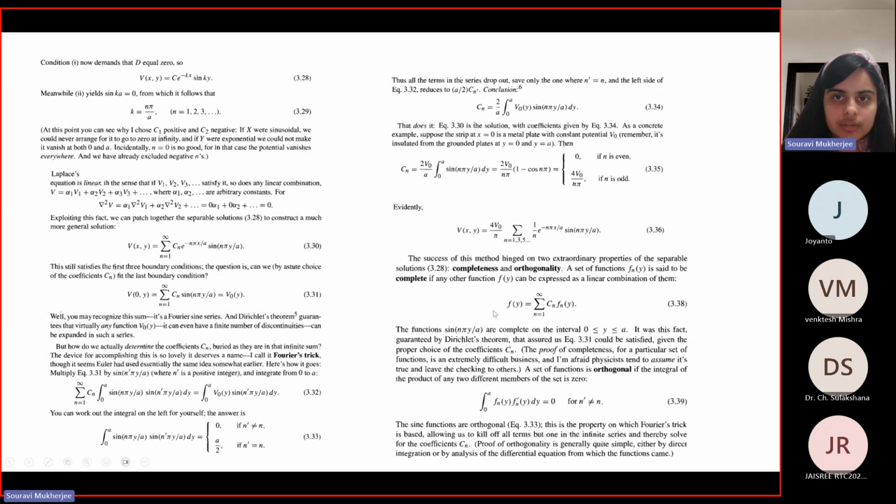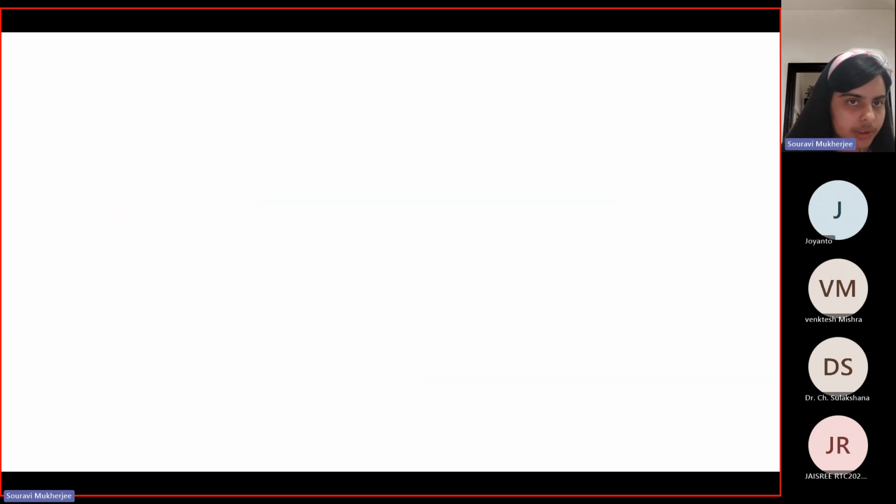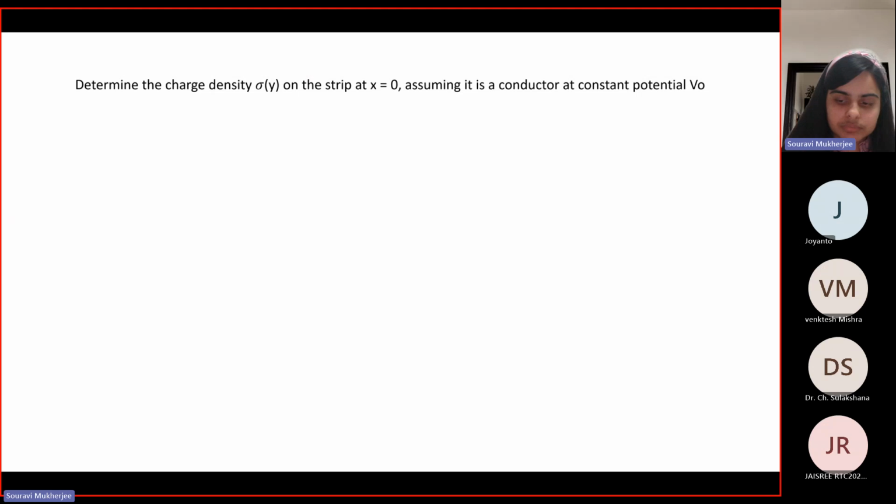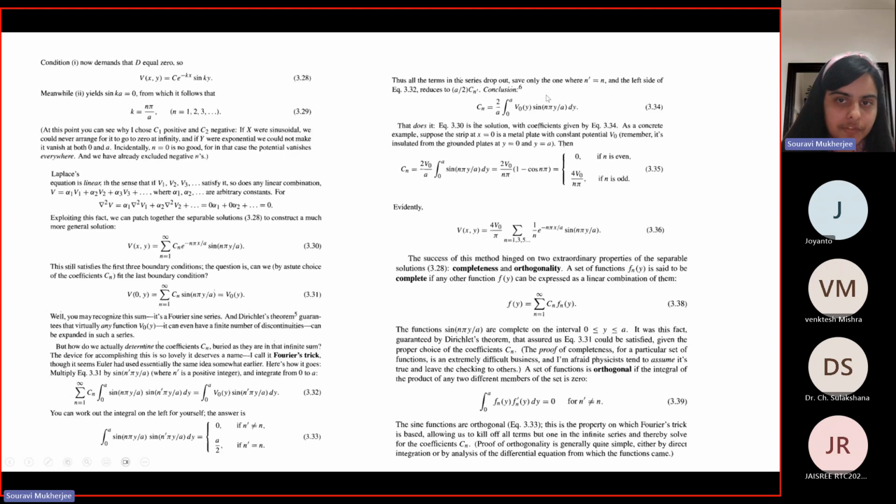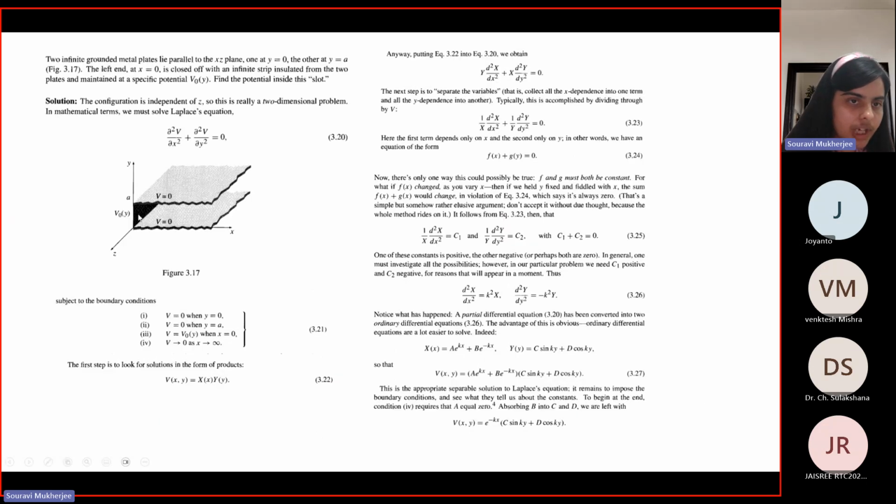Okay. So now, similarly, we can try to solve other questions. But before that, let us continue our expression where we say: determine the charge density on the strip at x equal to 0, assuming it to be a conductor at constant potential. So till now we have found how the potential looks somewhere inside the strip. The next question asks what the charge density would be at this strip, at x equal to 0.